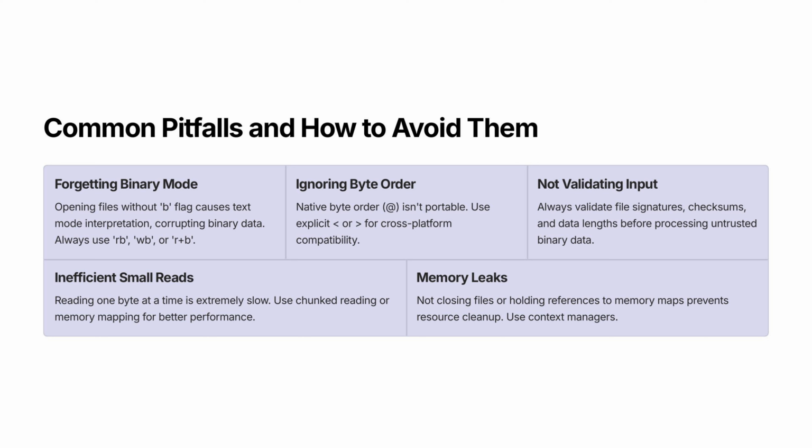Avoid common pitfalls in binary file operations. Always open files with rb, wb, or r+b to prevent data corruption. Use explicit byte orders like '<' or '>' for compatibility. Validate file signatures and checksums to ensure data integrity. Optimize performance with chunked reading, and manage resources efficiently using context managers to prevent memory leaks.